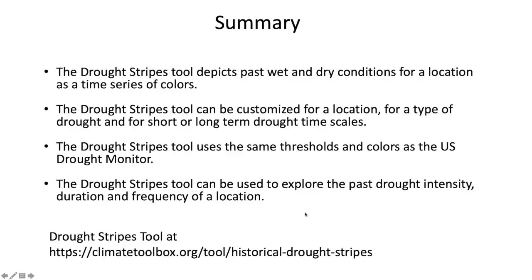So that's it for my presentation. In summary, I just want to say the Drought Stripes tool helps depict past wet and dry conditions for a location as a time series of colors. It can be customized for a location, for a type of drought, and for short or long-term drought timescales. And it uses the same thresholds and colors as the U.S. Drought Monitor. And it can be used to explore the past drought intensity, duration, and frequency of a location. And you can find it at climatetoolbox.org.